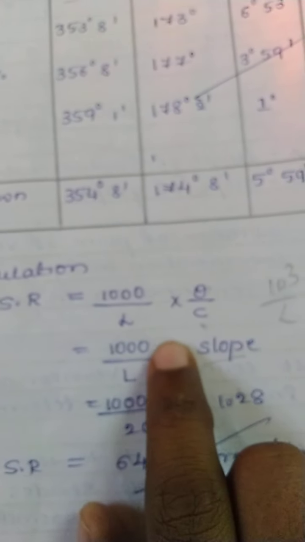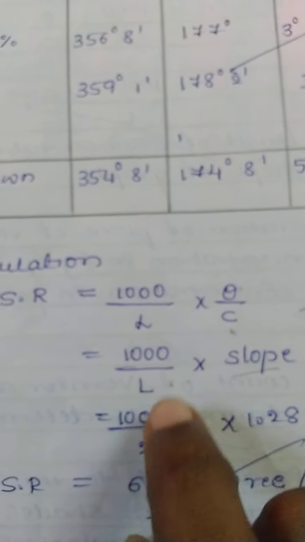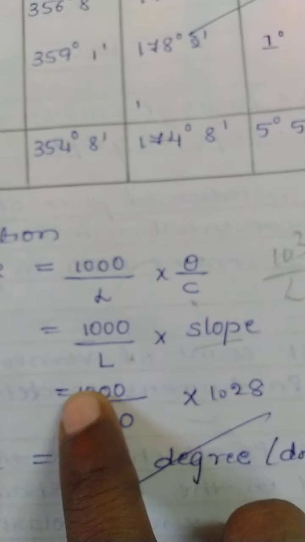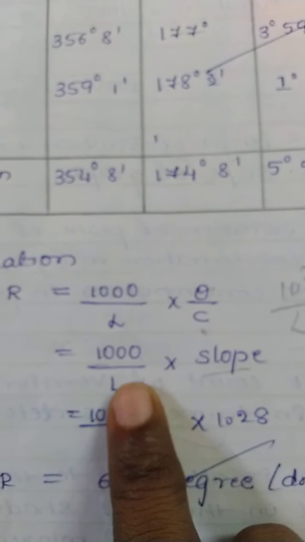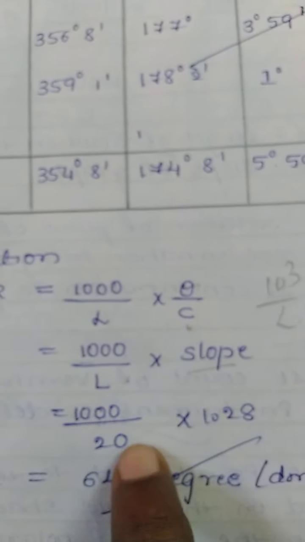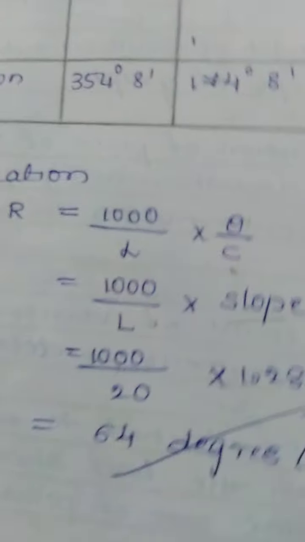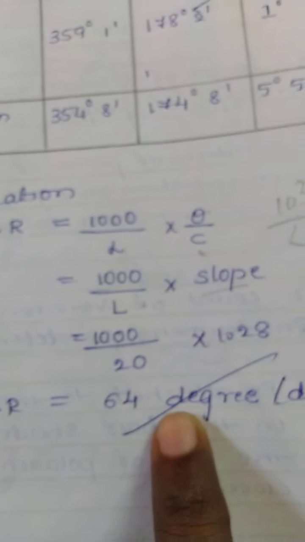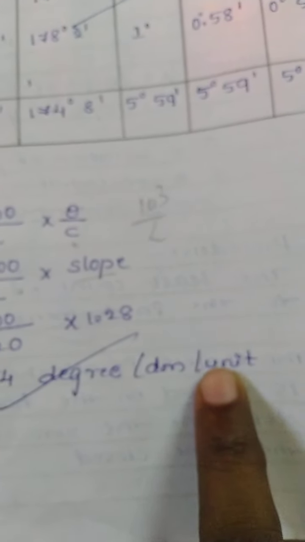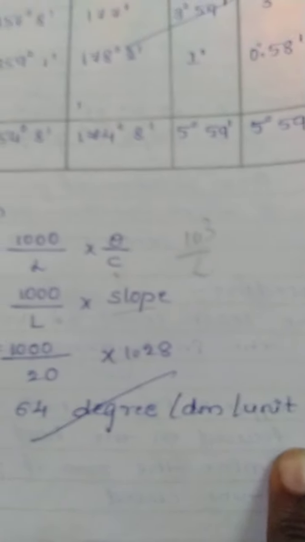The specific rotation is equal to 1000 divided by L into slope. So 1000 divided by 20, as I told, L is the length of the polarimeter tube, into 1.28. So the specific rotation is equal to 64 degrees per dm per unit. So this is all about the polarimeter experiment.